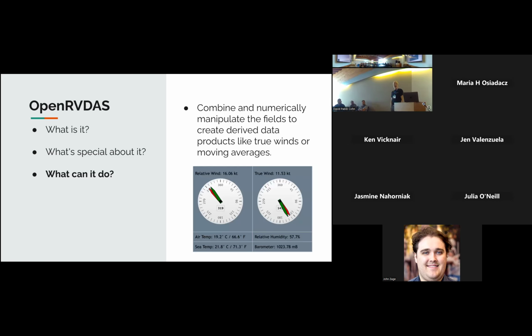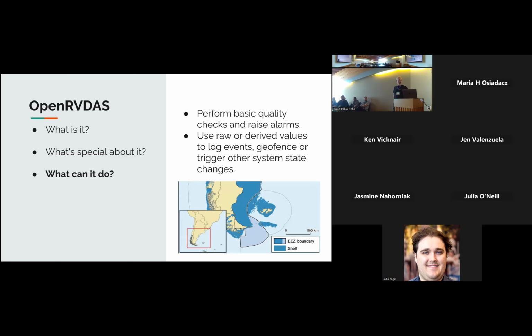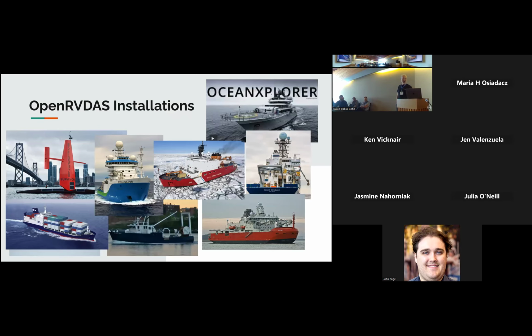Some of the things you can do with transforms is numerically combine and process data from different loggers to produce derived data. Don't worry, all of this is the introduction. This is the trailer. So you can compute things like moving averages or true wind products. You can process those derived data to do things like geofencing. So, it can tell you, have you entered an EEZ? Yeah, so that's the high level of what we can do.